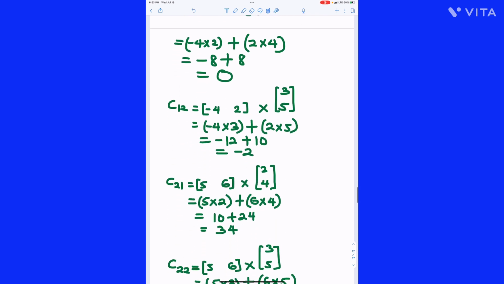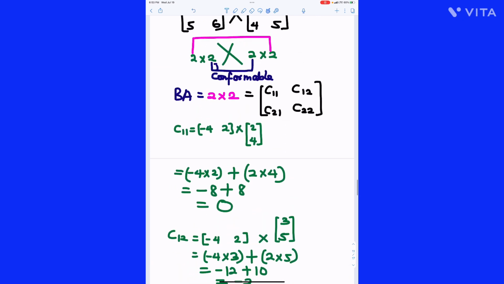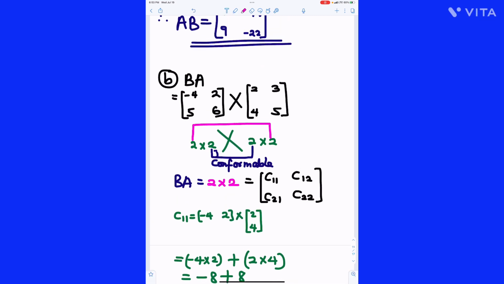Now, let's go find the third element in my multiplication. To get the third element in my multiplication, which is the element in the second row, first column, I'll multiply the second row in B by the first column in A. So as you can see, let me go back and show you that too. I'm going to do 5, 6 times 2, 4 to get this element.